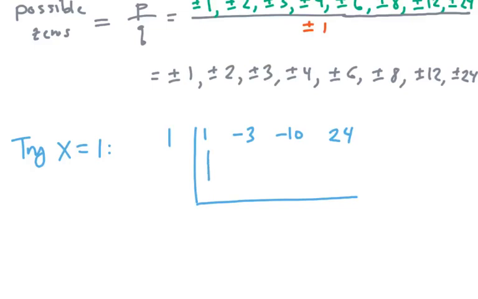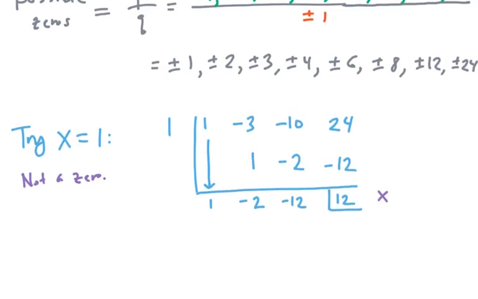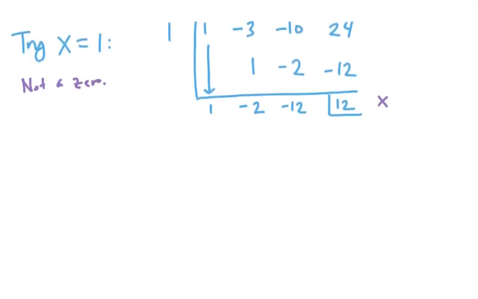So I won't labor on this process too much, but I drop, I multiply, I add, I multiply, I add, I multiply, I add, and in this case our remainder is 12. So the remainder of 12 is no good in terms of this being a 0. So x equals 1 is not a 0. Okay, so if you're like me, you easily have a lot of scratch paper for your synthetic division. That's totally normal. Let's just keep plowing through our list of zeros.